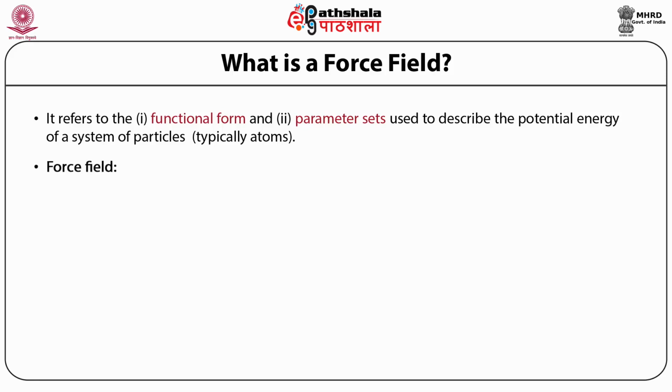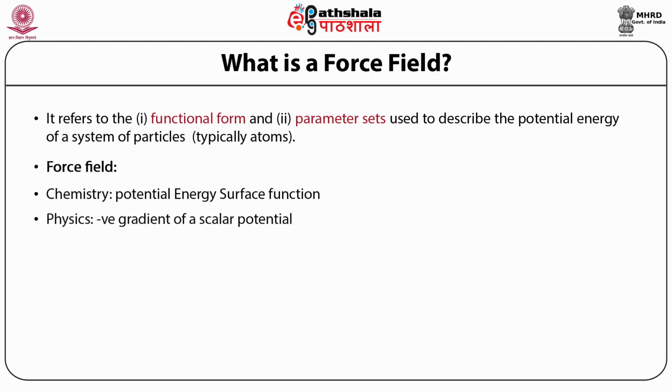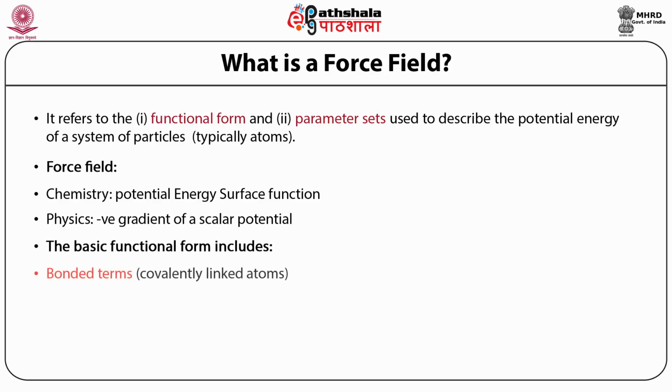So, force field depicts in chemistry terms the potential energy surface function, in physics terms a negative gradient of a scalar potential. It contains two terms, as shown here. There would be bonded terms, which are the covalently linked atoms. Another is non-bonded terms, as it specifies. It will be long-range electrostatic interactions or Lennard-Jones or van der Waals forces. And we will go through this in the following slides with their expressions.